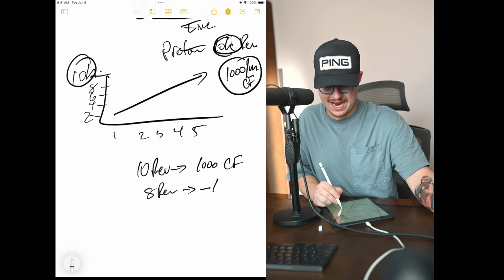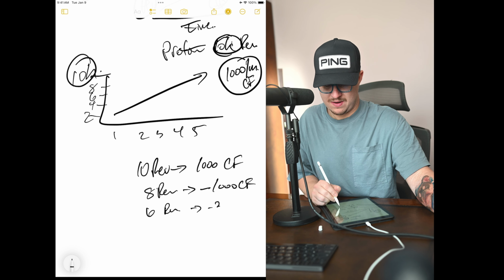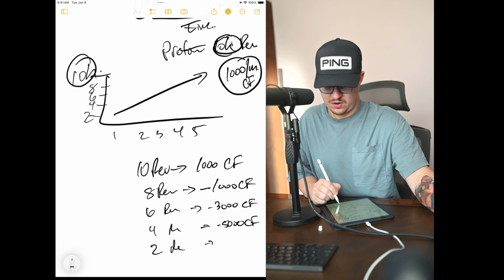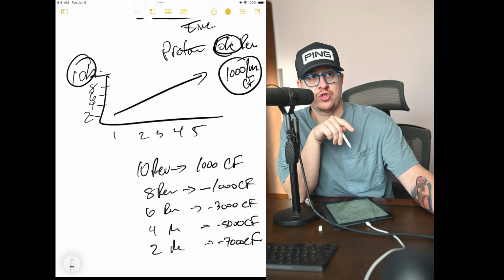You're going to have negative $1,000 in cash flow. At 6K in revenue, you're going to have negative $3,000 in cash flow. At 4K in rev, you're going to have negative $5,000 in cash flow. And at 2K rev, you're going to have negative $7,000 in cash flow. So let's assume your ramping schedule holds true.